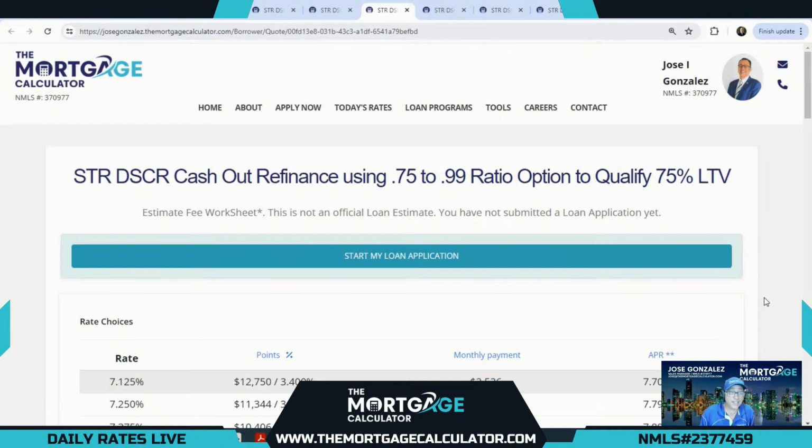All you need to do is provide the appraisal with a 1007 with whatever method chosen. In this case, I'm choosing the 0.75 to 0.99 option. Maybe we don't have the short-term rental revenue reports. Maybe we haven't been doing it for 12 months.